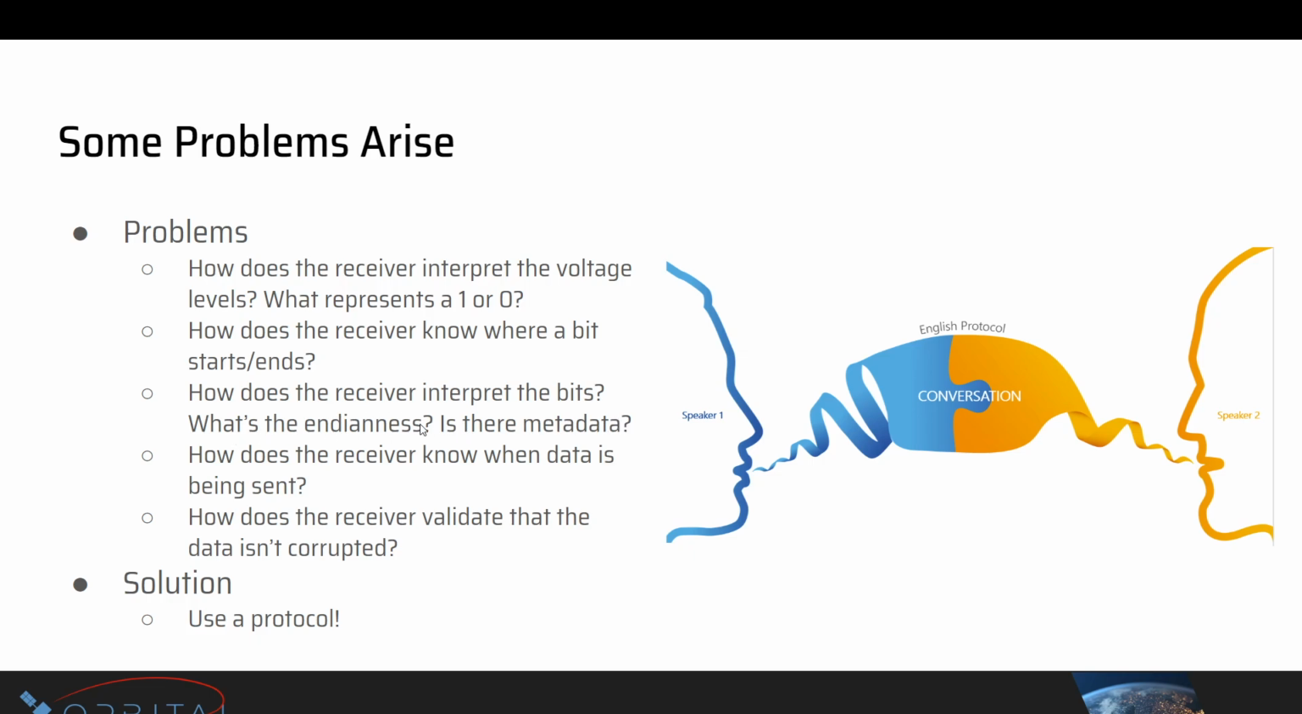And how does the receiver interpret the bits? What's the endianness, and is there some kind of metadata? How does the receiver know when data is being sent? How does the receiver validate that the data isn't corrupted because of noise, or that it's the original data? And the solution to this is to use a protocol, and that's what we have.